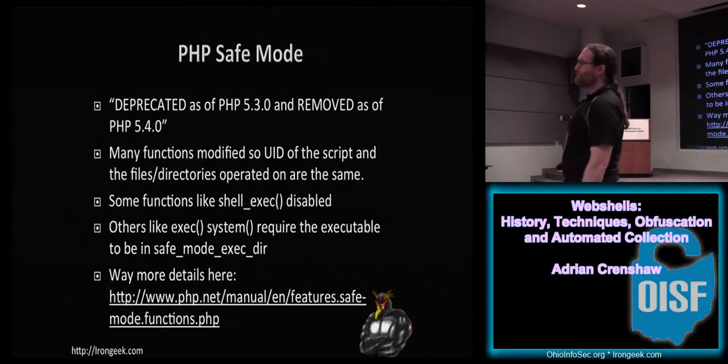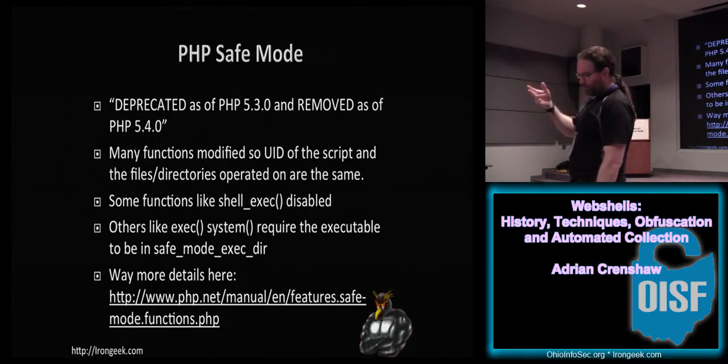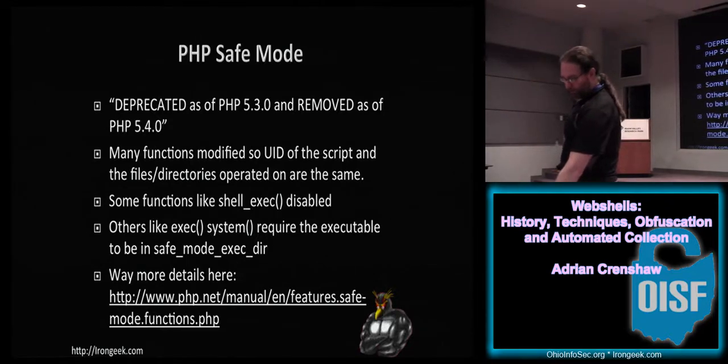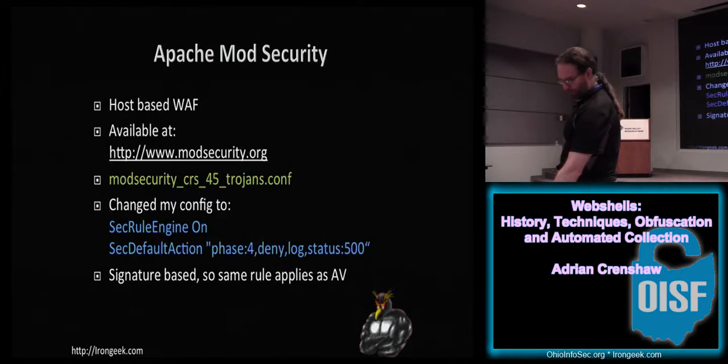Safe mode was an option, but that's largely been deprecated. It did things like turn off certain bad functions, and also made it so that many functions were modified so that the UID of the script and the files or directory operated on have to be the same. So if one was owned by one user and one was owned by a different user, it wouldn't work. But that's been deprecated since PHP version 5.3.0.